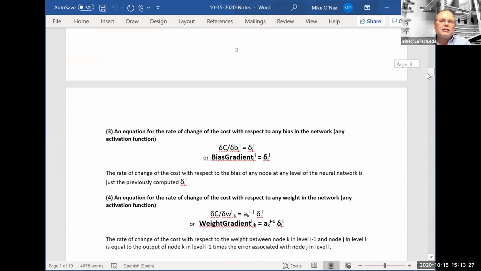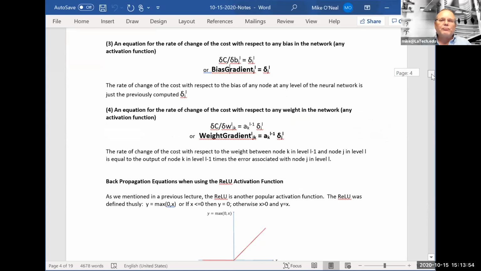Okay, so that was that. The third equation hadn't changed. This is just saying that the derivative of the cost function with respect to the biases, right, is just what we've been computing. So that's the bias gradient, okay? Because that's what the bias gradient is. It's how rapidly the cost function is changing with respect to the bias, and that gives you how quickly the bias is changing.